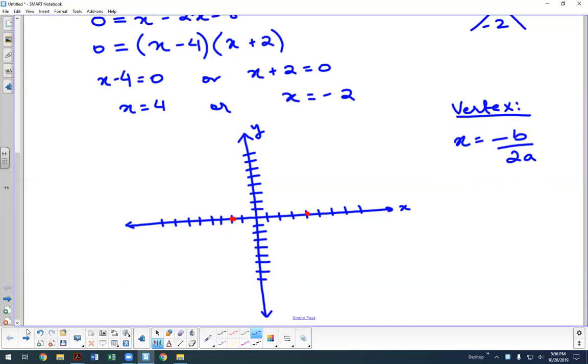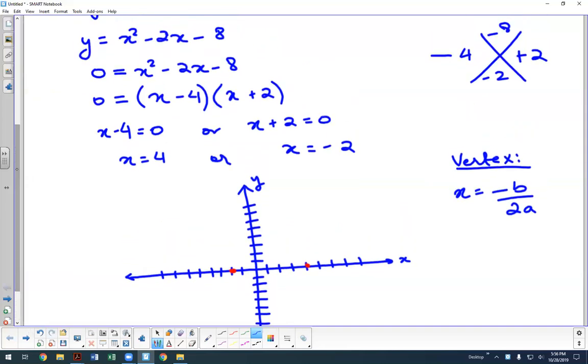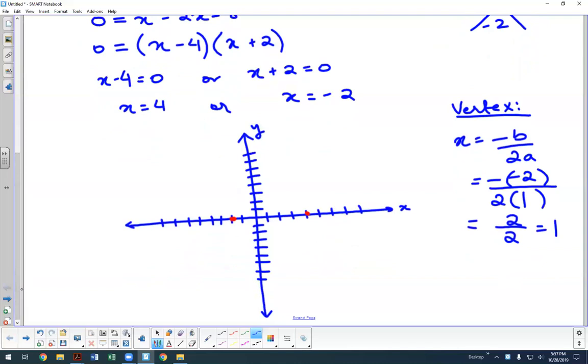In this case, your a is of course coming from the square term, the b is coming from the middle term, and c is the constant term. So -b over 2a. Looking at our function here, what is b? -2, and what's our a? +1. You're going to end up with negative times negative, which is +2 over 2, which will give you 1. And what will be its corresponding y value, which will be x squared minus 2x minus 8.